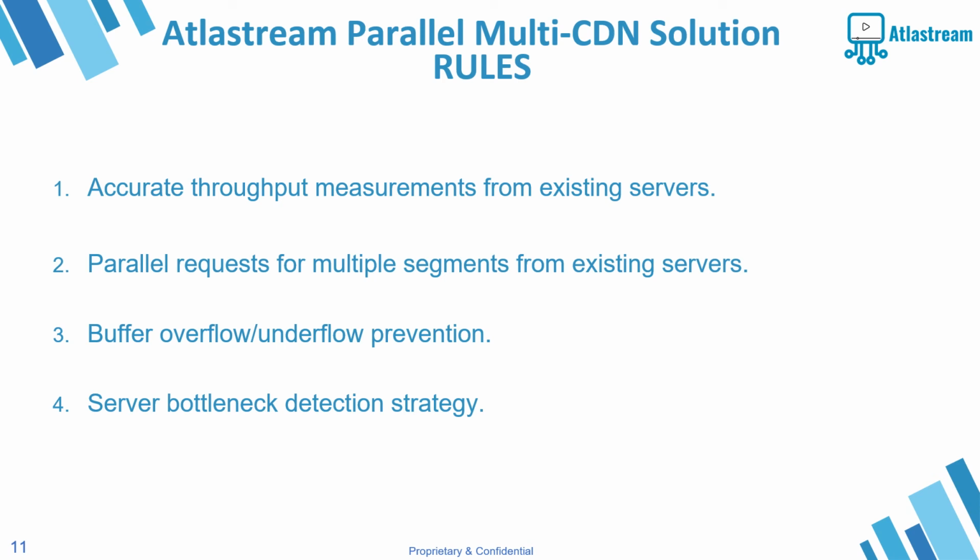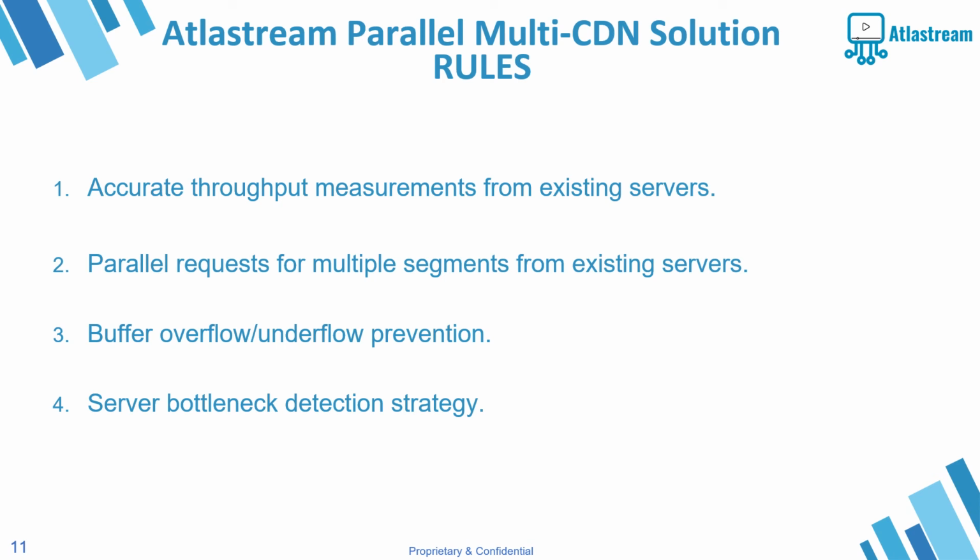The third one is the buffer overflow and underflow prevention. The scheduler must keep track of the current buffer level before sending a segment request. First, to avoid exceeding the buffer capacity, once the maximum buffer is reached, the scheduler reduces the number of servers gradually until it reaches 1. Second, to avoid buffer underflow, once the current buffer is less than the defined minimum buffer, the scheduler is expected to send a segment request to all the servers.